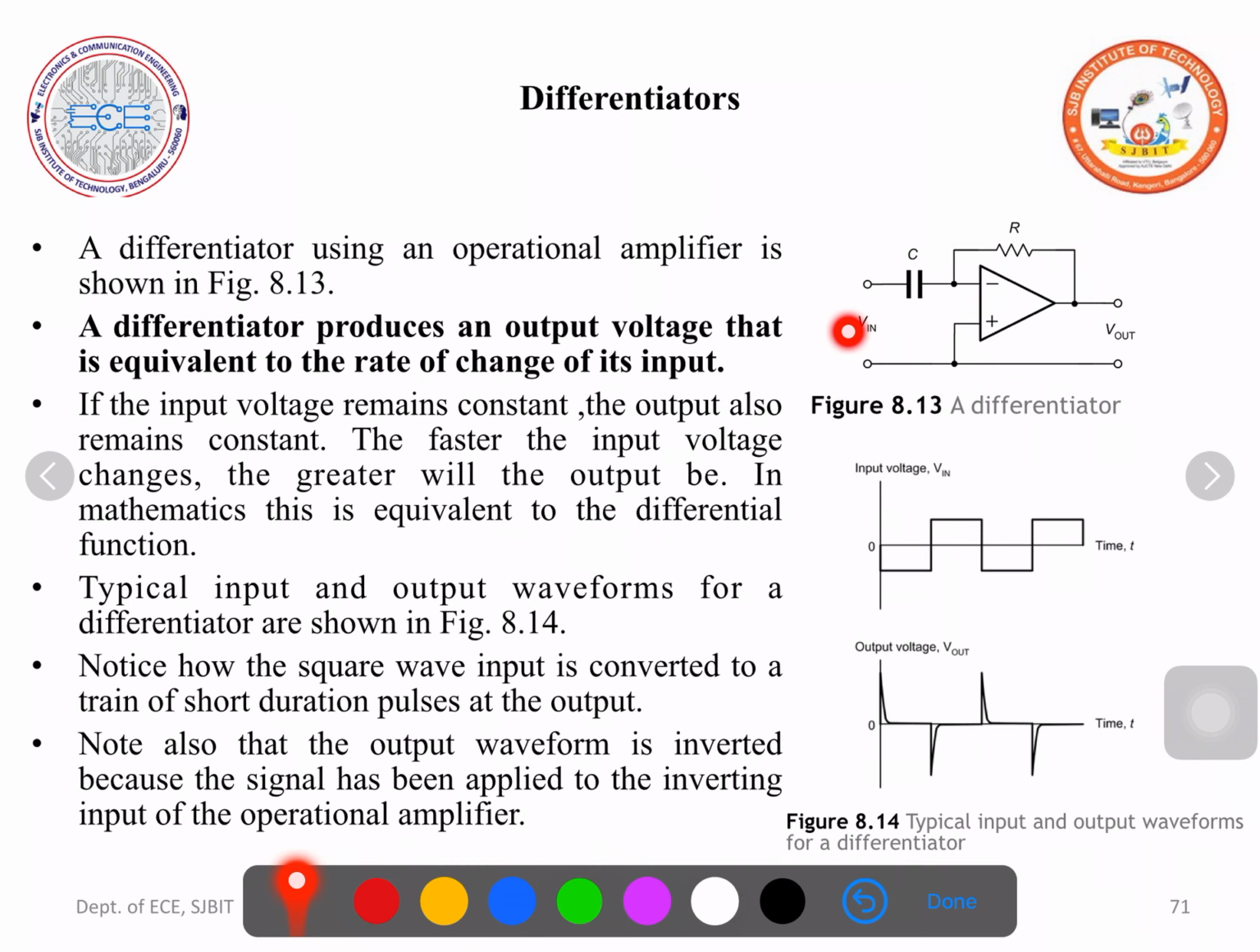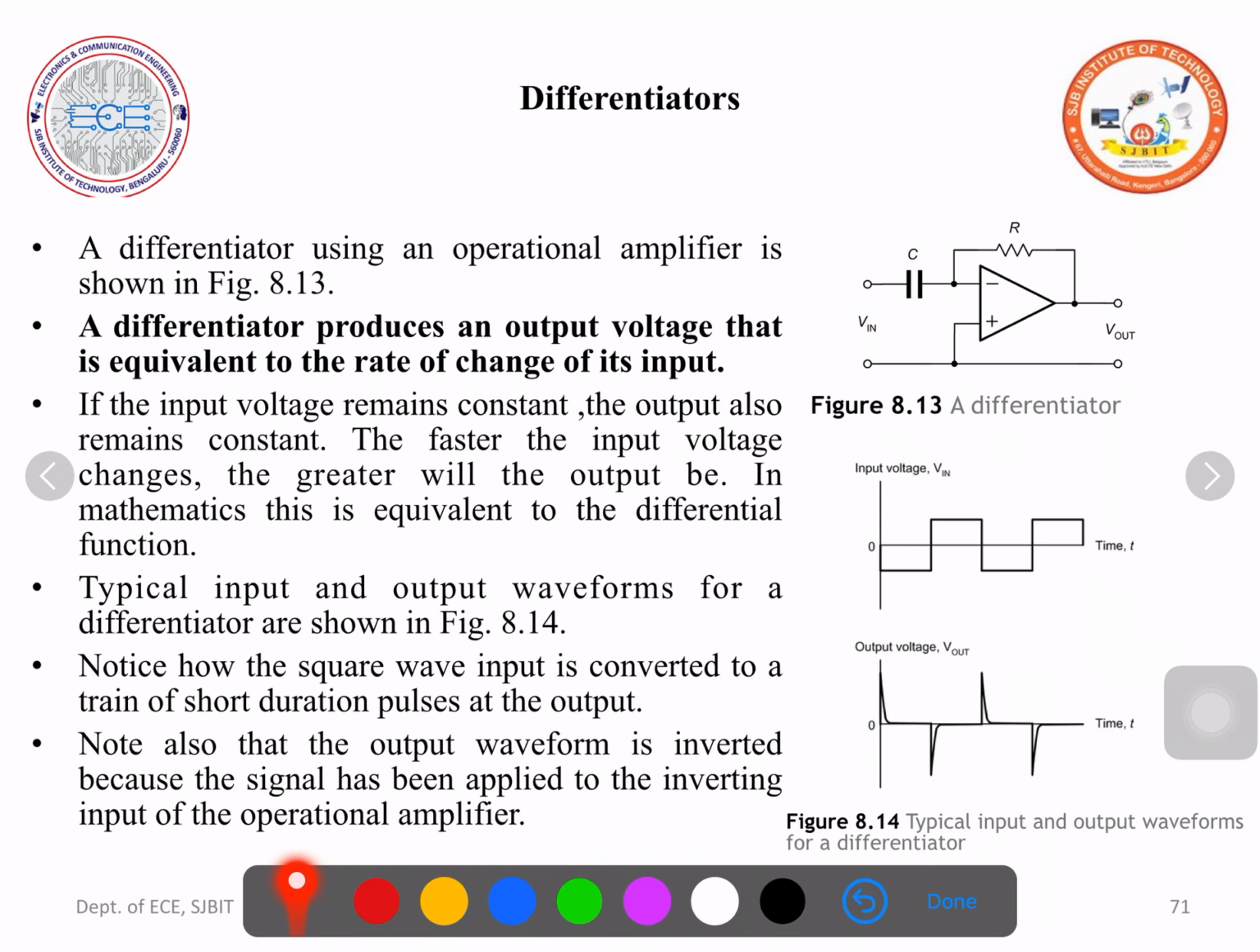As usual, always we apply the input to the inverting terminal only. Here the input is applied to the inverting terminal through a capacitor, and there is a feedback through a feedback resistance R. Non-inverting terminal is grounded. That's it. An operational amplifier, one capacitor, one resistor. Input is applied through the capacitor, feedback is applied through a feedback resistance. Non-inverting terminal is grounded. So what you should be careful is whatever the output you will get here, it will be inverted form of the original output, because the input is applied to the inverting terminal.